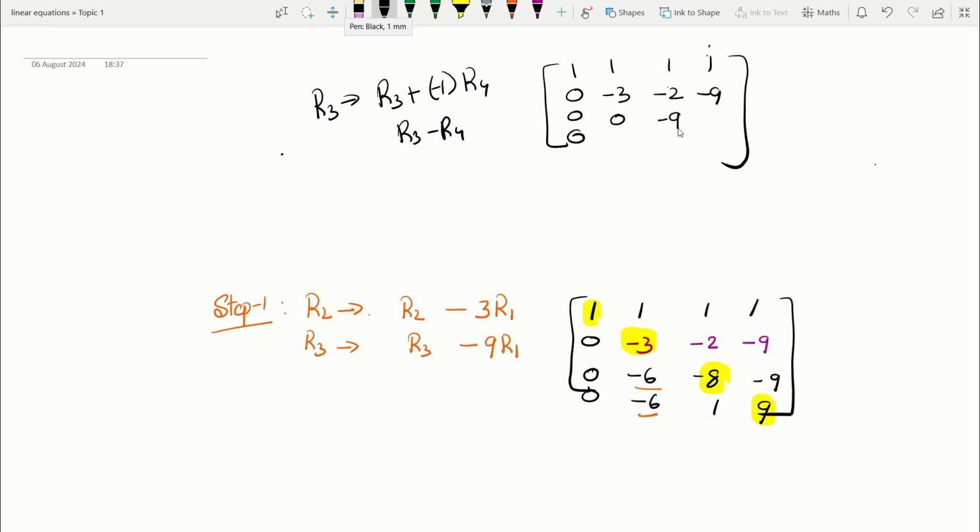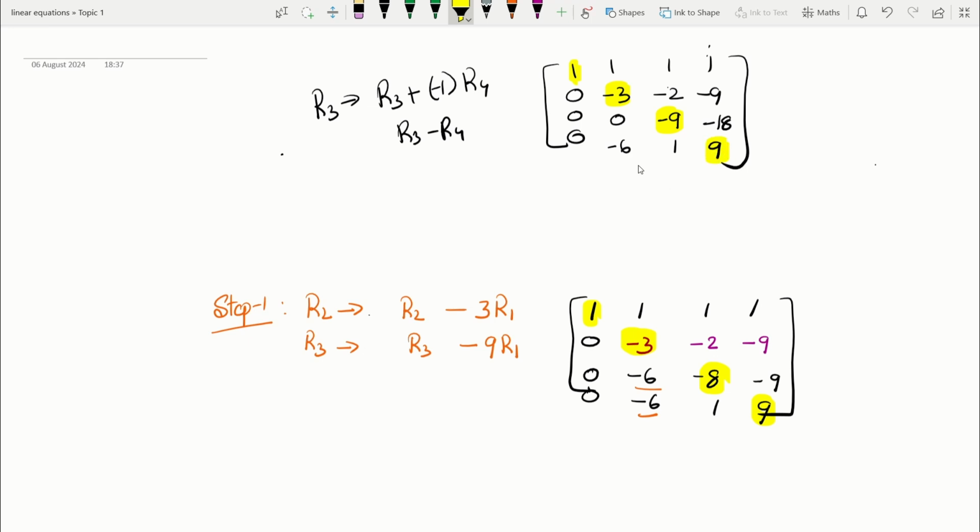0 minus 3 minus 2 minus 9. In the next step I will multiply with minus this. 0 minus 6 minus 8 minus 9, and this is R3 minus R4. So minus 6 minus of minus 6, 0. 1 minus of R3 minus R4. Oh, I am expecting change in R3 only.